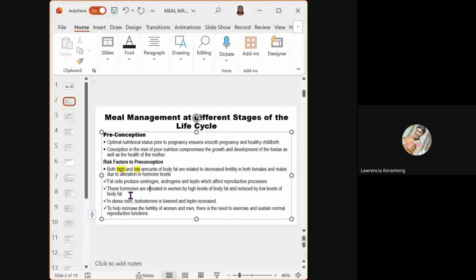In obese men, testosterone is lowered and leptin is increased. So when men are too obese, their testosterone level is lowered. Asamoah, what is the function of testosterone? It's a hormone. Asamoah, what is the function of the testosterone? You have testicles, I don't. So you should know the function of the testosterone.